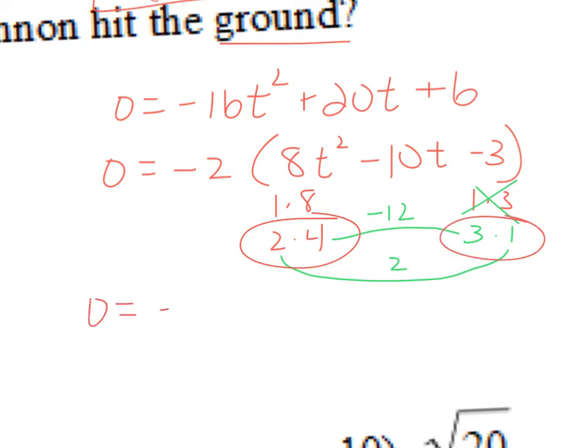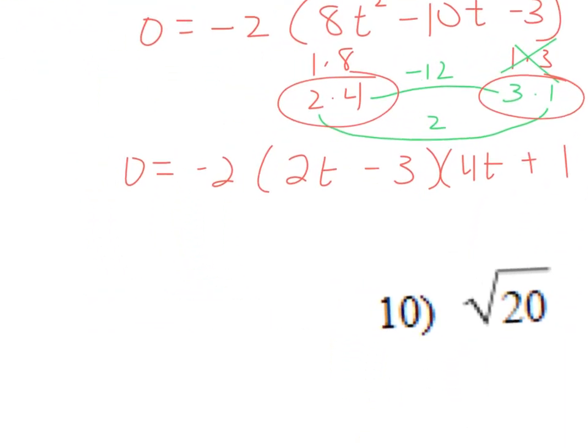So I have 0 equals, keep the negative 2 out front. I've got 2t and 4t. I've got 3 and 1. We want this inside 12 right here to be negative. So I'm going to put the negative here and the positive here. So now I'm going to set each part equal to 0 and solve.